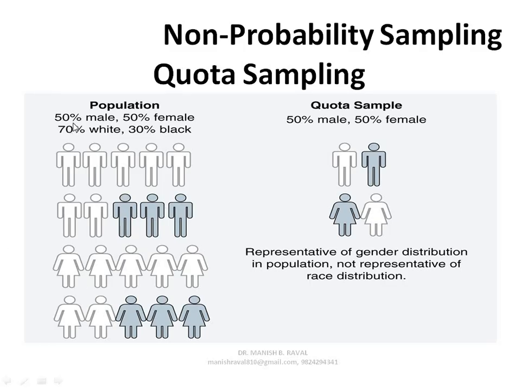Out of this total population, 50% are male, 50% female, 70% white, and 30% black. Now, out of this, the quota sample is made as 50% male and 50% female. So, this must be representative of the gender distribution in the population, not representative of the race distribution. So, this is considered quota sampling, in which the quota is predefined and the investigator has to select the sample according to the predefined quota.